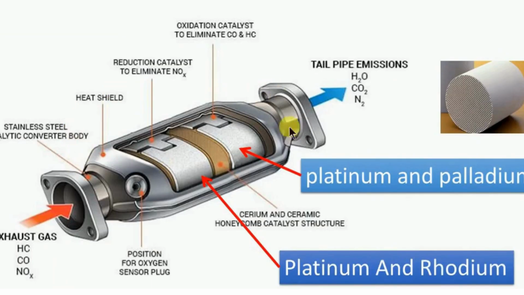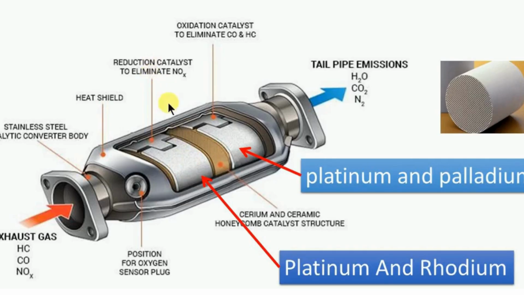Next, if you look at the structure, this is how it will be. This will be connected to the engine's exhaust. There are 2 catalysts inside this. One type is the catalyst, which in the Tamil language is referred to as vinayuki, meaning an agent that facilitates or speeds up a chemical reaction without being consumed in the process. It includes both reduction and oxidation catalysts.